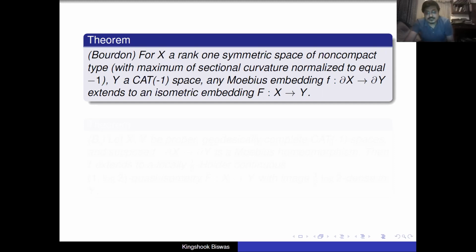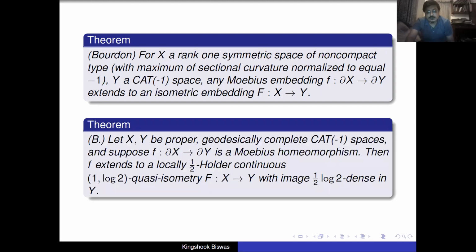And for a general domain, we have the following. If X and Y are proper and geodesically complete CAT(-1) spaces, and F from boundary X to boundary Y is a Moebius homeomorphism, then F extends to a locally half Holder continuous (1, log 2) quasi-isometry from X to Y, and the image is half log 2 dense in Y. So here the multiplicative constant of the quasi-isometry is 1, and the additive constant is log 2, independent of the spaces X and Y.